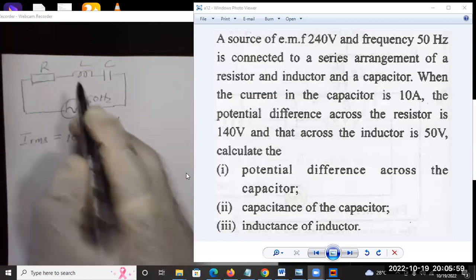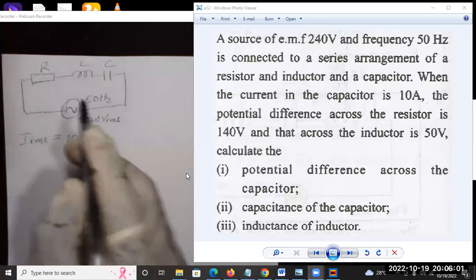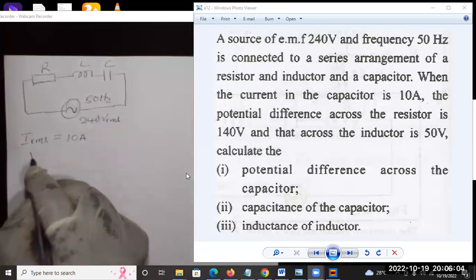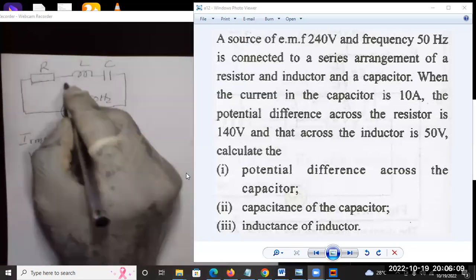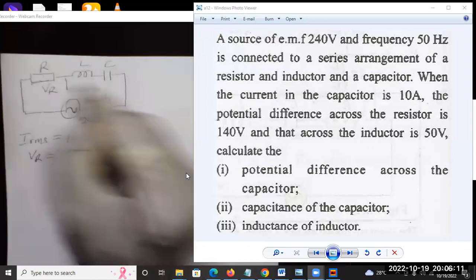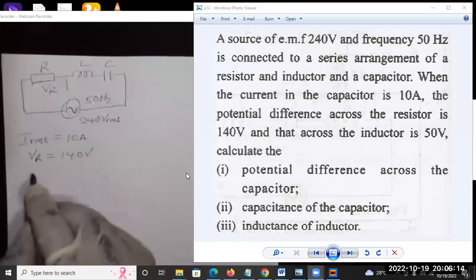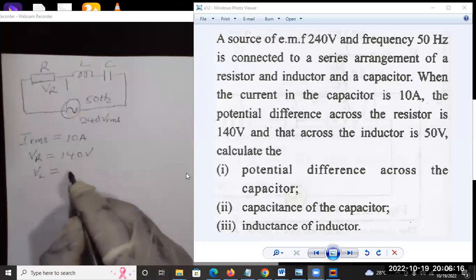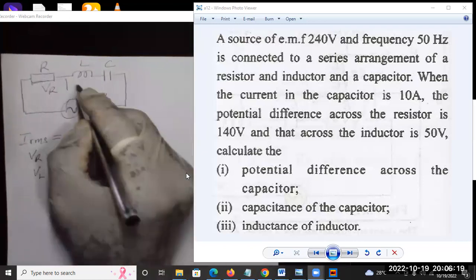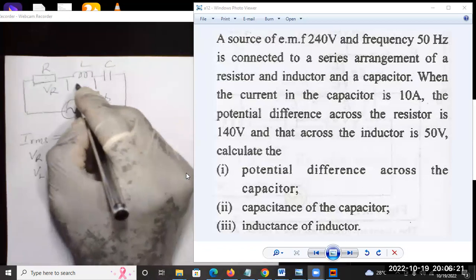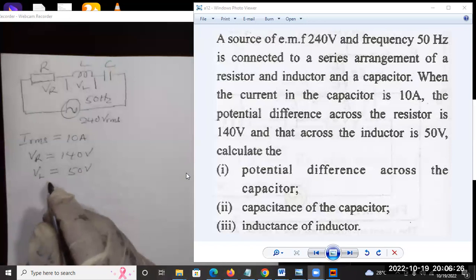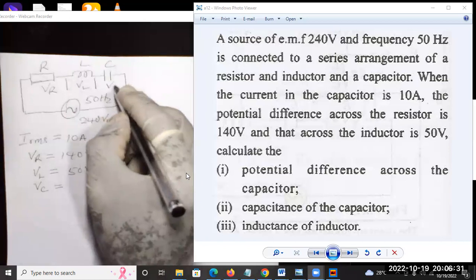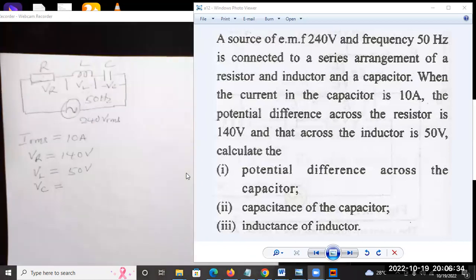Then we have the voltage across the resistor, which is 140 volts. We have that here, that is VR. The voltage across the inductor is 50 volts. That would be here, VL. We have to calculate the potential difference across the capacitor, which we don't know, VC.